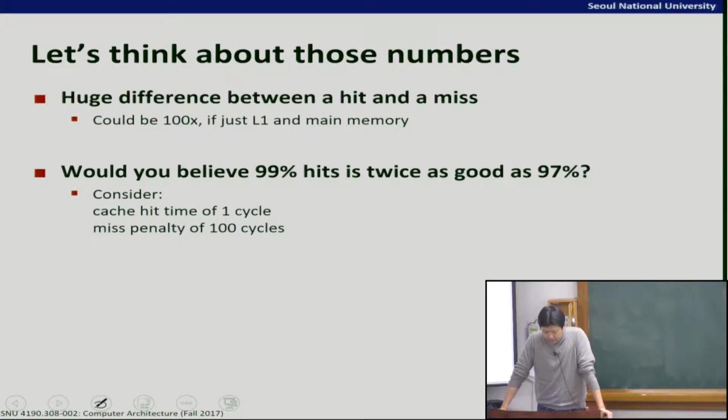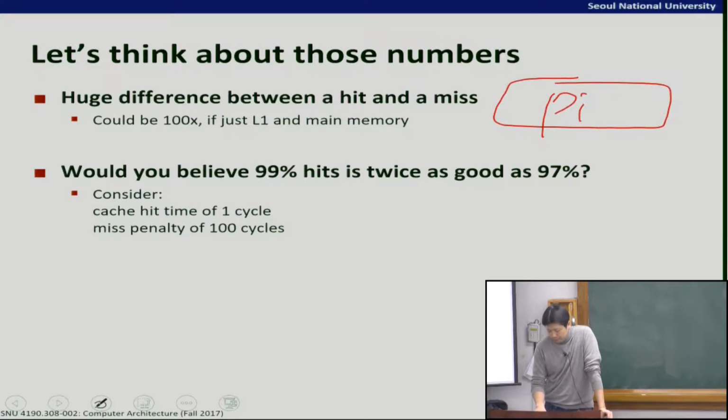So let's think about these numbers. There's a huge difference between hit and miss. Could be like a 100x difference if just L1 and main memory. Let's say we have a pipeline again, and an L1 cache, which is backed by main memory.